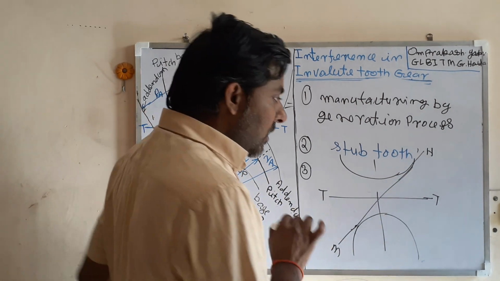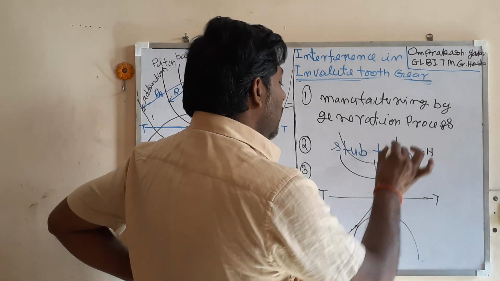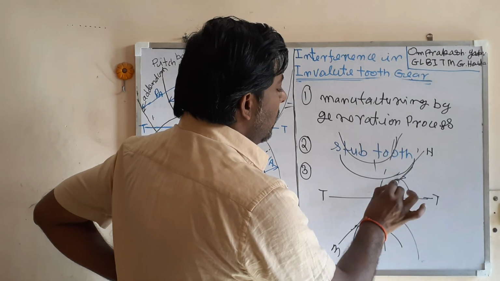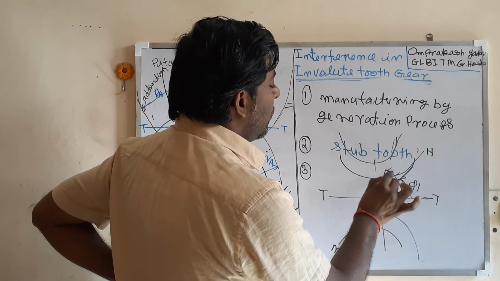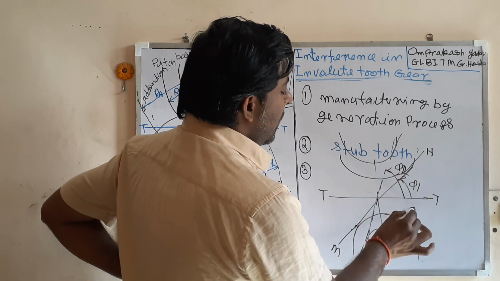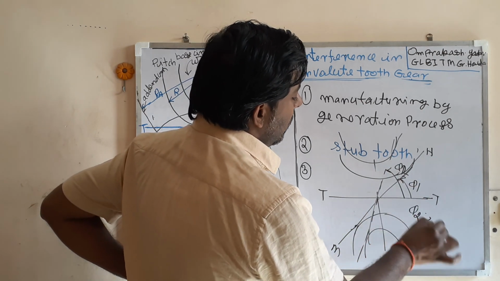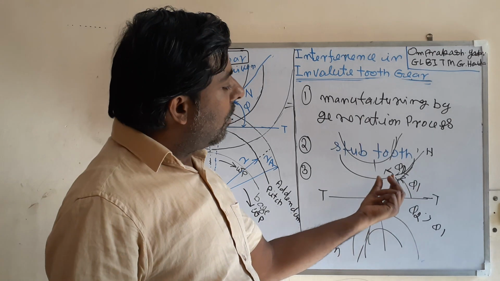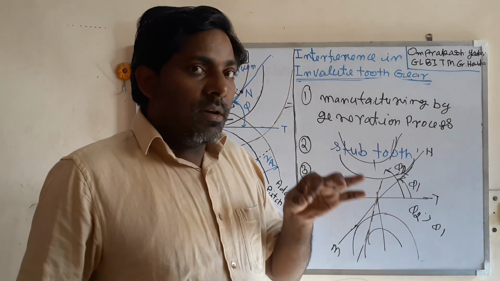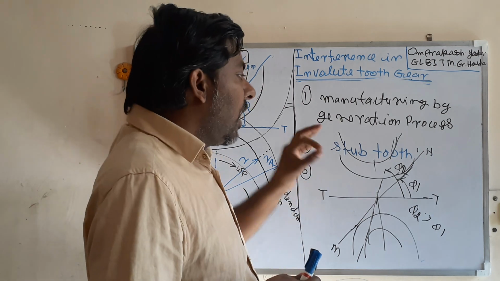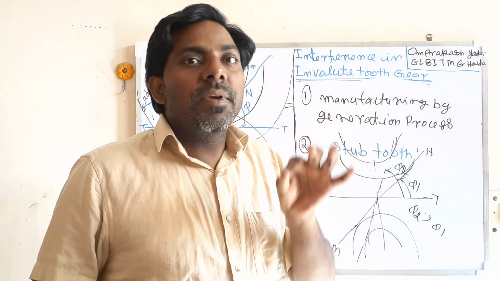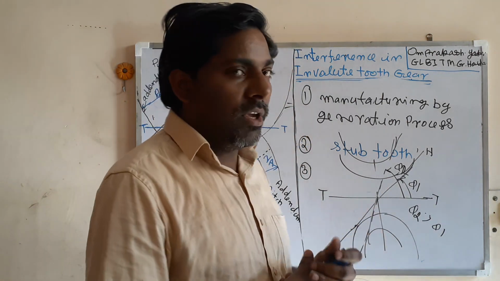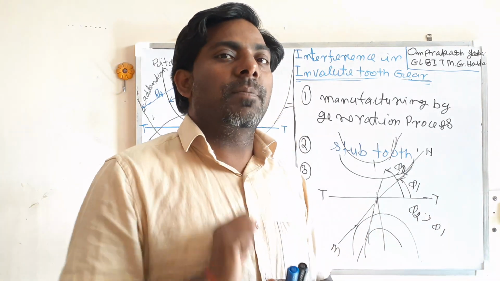Now, if you are increasing the pressure angle, it means you are decreasing the base circle radius. When you are decreasing the base circle radius, you can see that this is the initial pressure angle phi 1 and this is the final pressure angle phi 2. From here you can see that phi 2 is greater than phi 1. So by increasing the pressure angle, you can reduce the chance of interference, by reducing the non-involute portion of the flank.